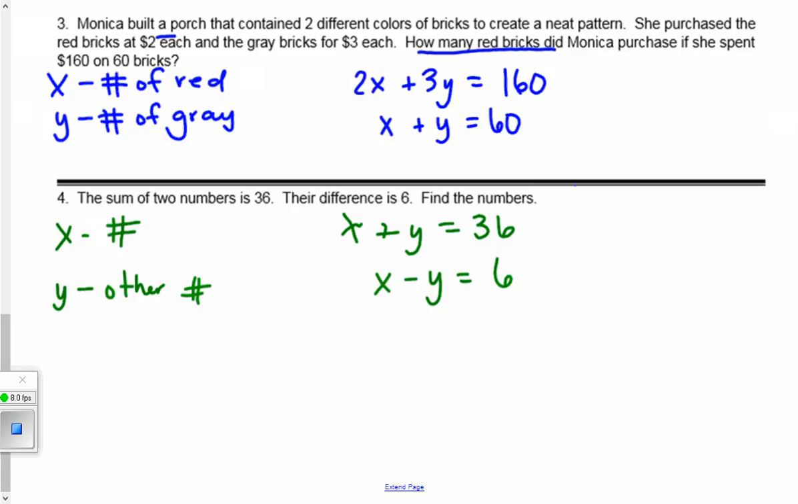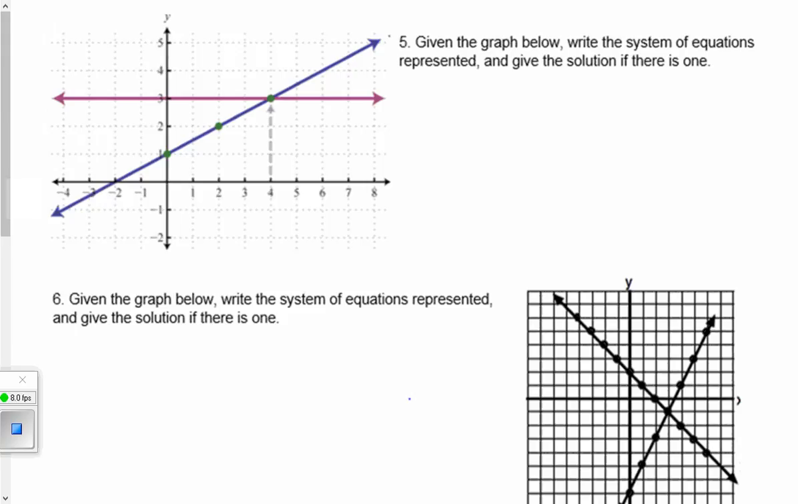Okay? So again, when you read through your homework, look at the instructions, because most likely for today's purposes, we're not going to actually solve these. We're just wanting to write the equations to get that practice. The last thing we're going to do is write equations from graphs and tables.